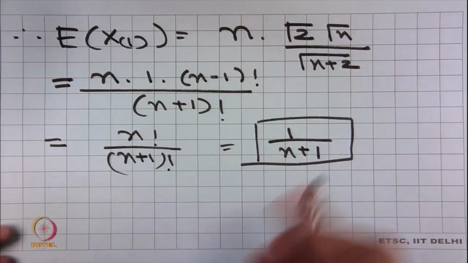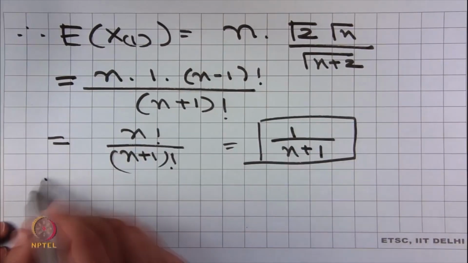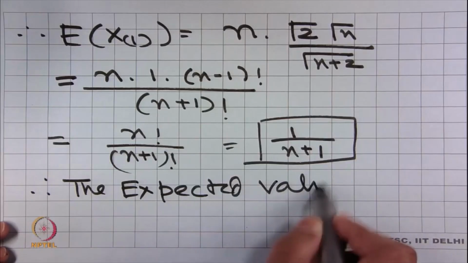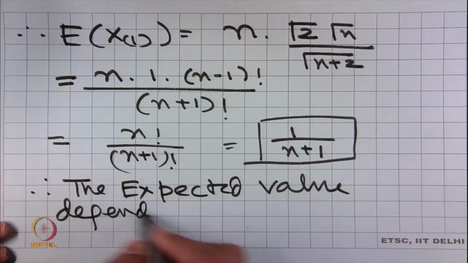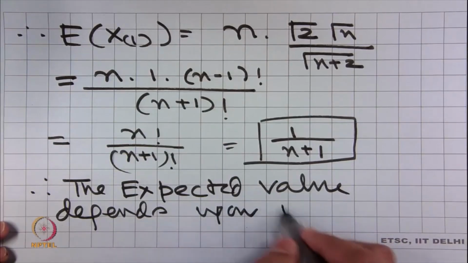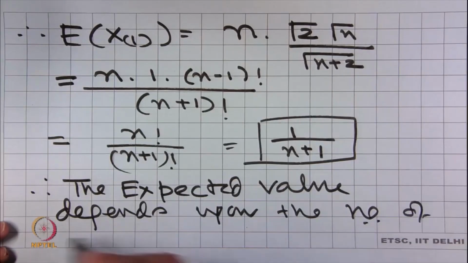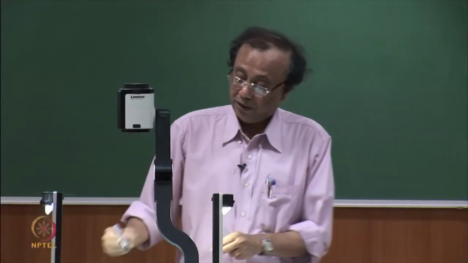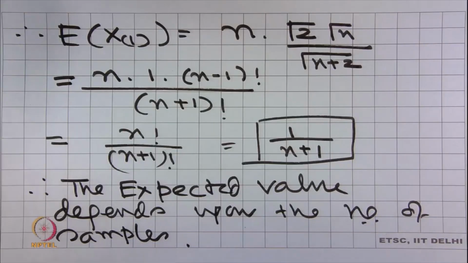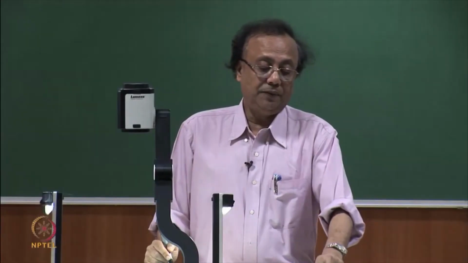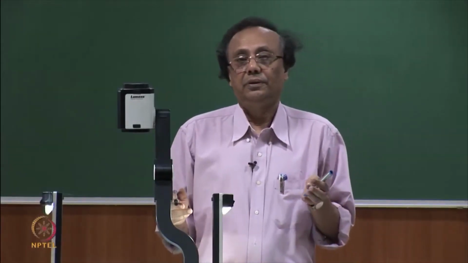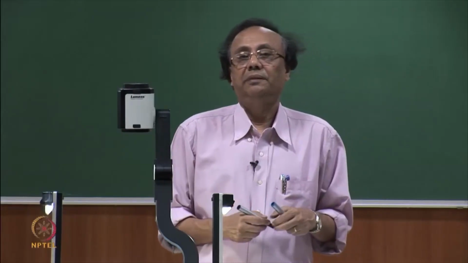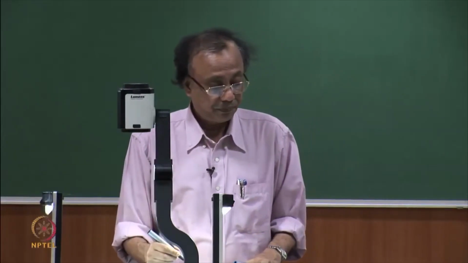Therefore, the expected value of the minimum depends upon the number of samples, and as n increases, this quantity 1 upon n plus 1 converges to 0, which is expected, because if you are sampling from uniform 0 1, then the minimum is expected to go to 0, and as we have observed, the maximum is expected to converge to 1.